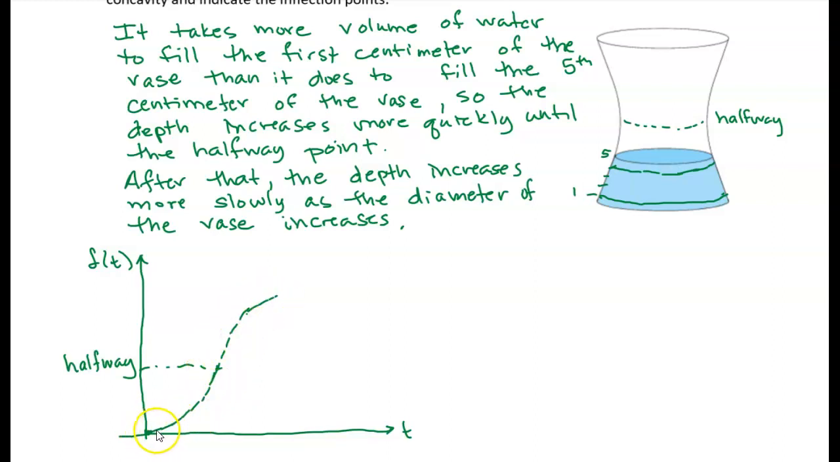But at the beginning it's increasing quicker, so the slope is increasing. The rate of change of the depth is increasing until we hit this halfway mark, and then the depth starts increasing more slowly. So this portion of the graph is concave up, because the slope is increasing. And this portion of the graph is concave down, because now the depth is increasing more slowly.